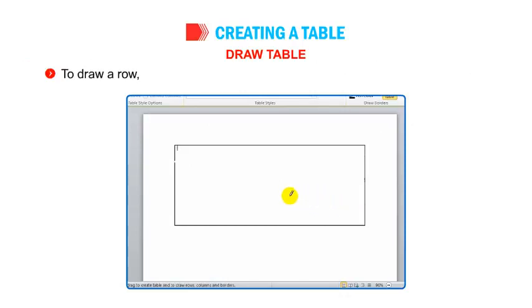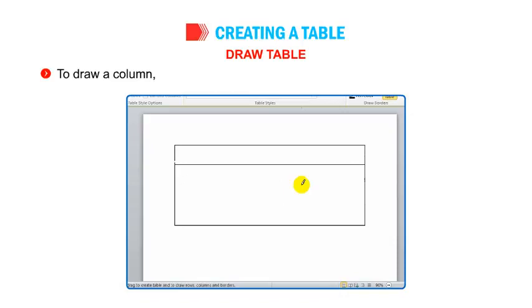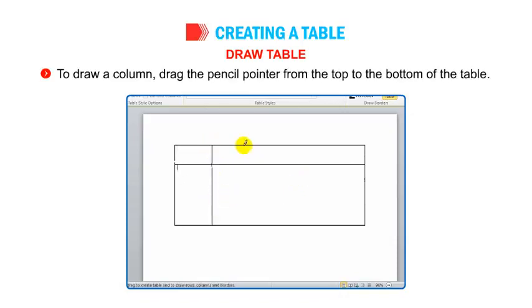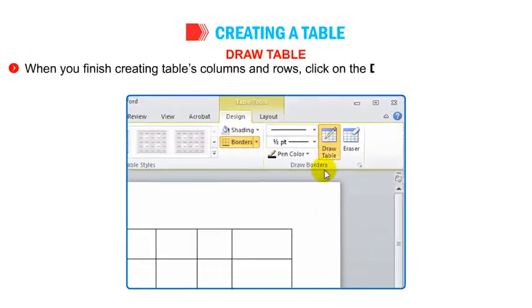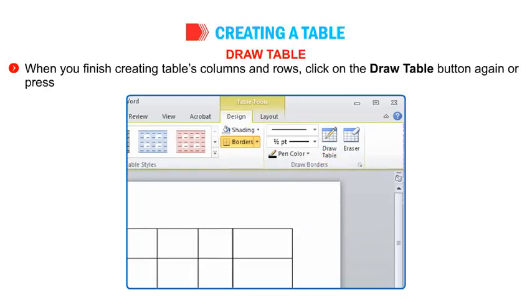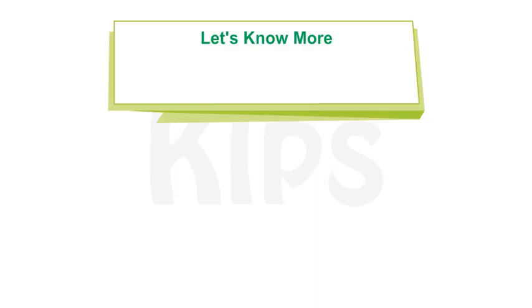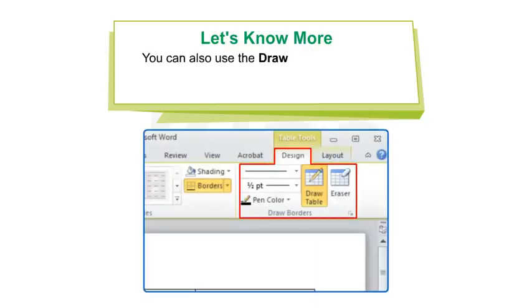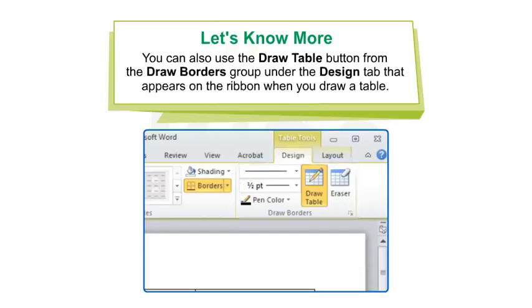To draw a row, drag the pencil pointer from the left to the right side of the table. To draw a column, drag the pencil pointer from the top to the bottom of the table. When you finish creating tables, columns, and rows, click on the Draw Table button again or press the Escape key. Students, let's know more. You can also use the Draw Table button from the Draw Borders group under the Design tab that appears on the ribbon when you draw a table.